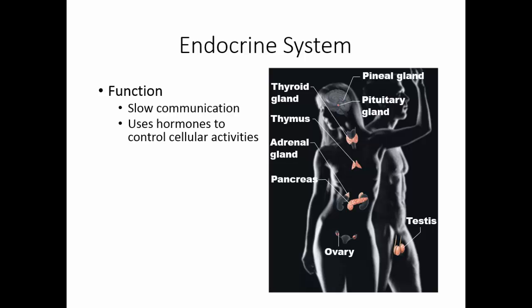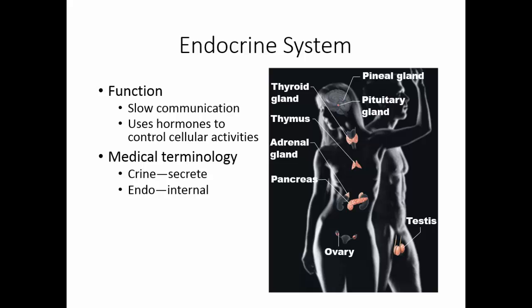Hormones control cellular activities. Now, the nervous system controls almost instantaneously. The endocrine system takes minutes to hours to control the cells that it controls. Some of the terms that help you in the endocrine system are crin, which means to secrete, endo, which means internal, exo, which means external, hypo means under or decreased, and hyper means excessive.